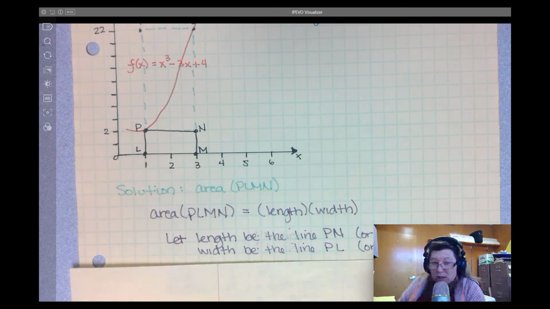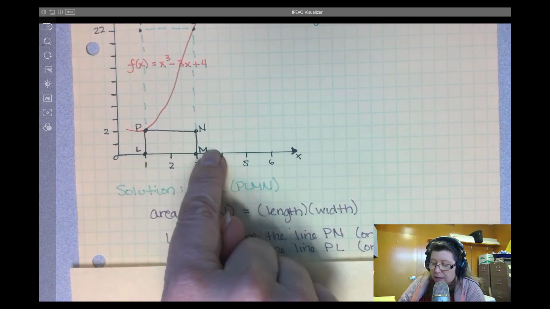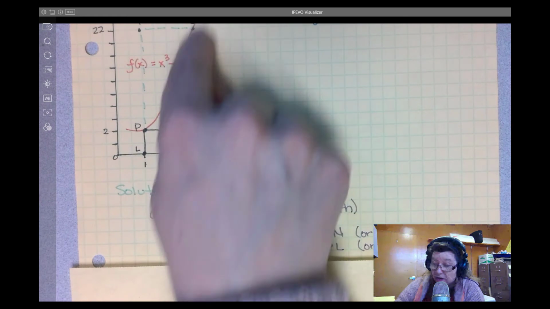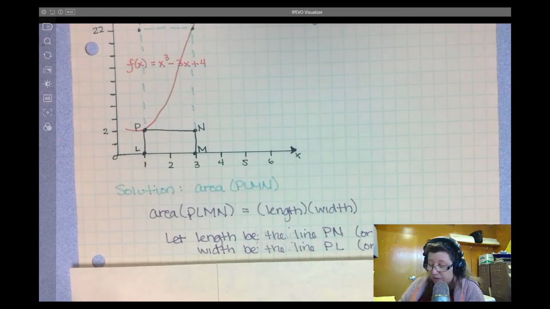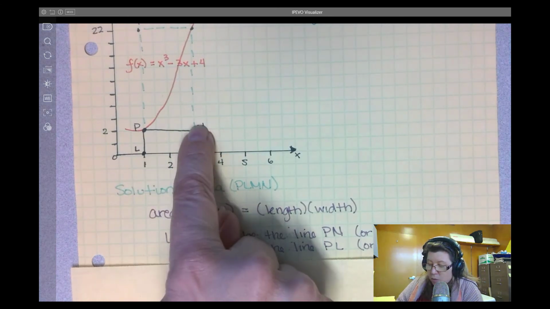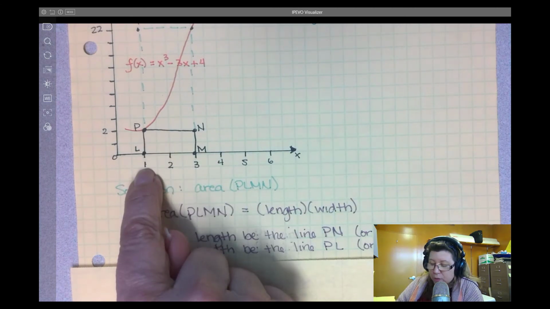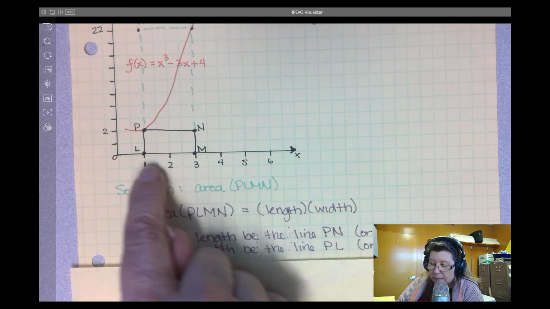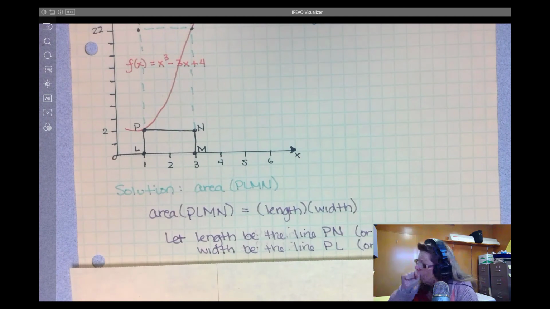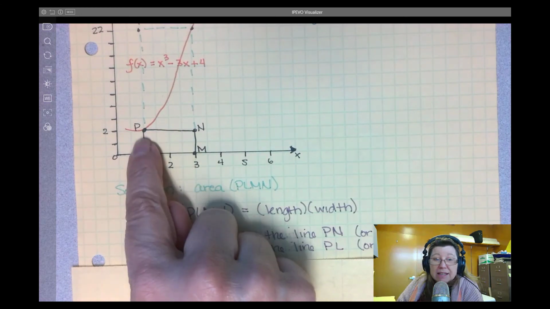Now, I could have used L to M and M to N. That would have been fine too, but I'm just going to use P to N and P to L, primarily because I've got this point on the function that I can use if I didn't have enough information. Okay, so to do this, I need the length between P and N. Well, N sits at the x value of 3, and P sits at the x value of 1, so if I say 3 minus 1, I get 2. So that length is 2.